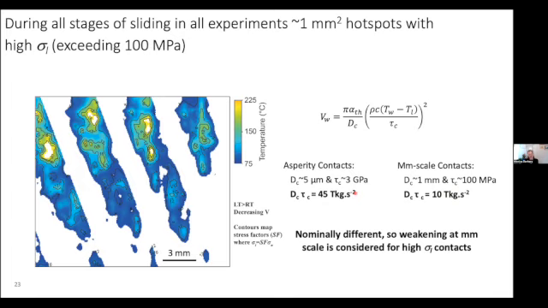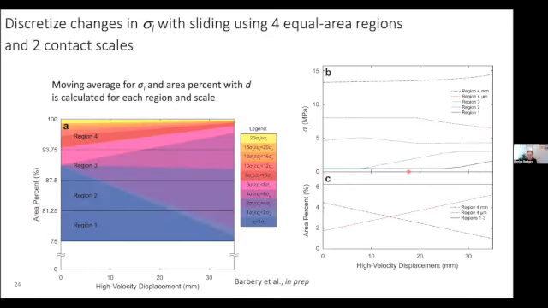So we decided to entertain the notion that we have weakening not just at our asperity scale, but for those high stress contacts, we have weakening at the millimeter scale too. In our flash weakening model approach, we're going to consider the traditional asperity scale weakening, but we're also going to consider millimeter scale weakening only at these high stress 1 millimeter squared contacts. So using those linear regressions that I showed a couple slides ago, we updated fits from our previous work where we characterize changes in local normal stress as a function of displacement.